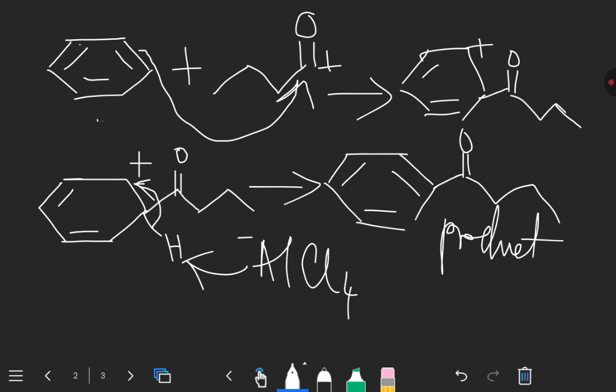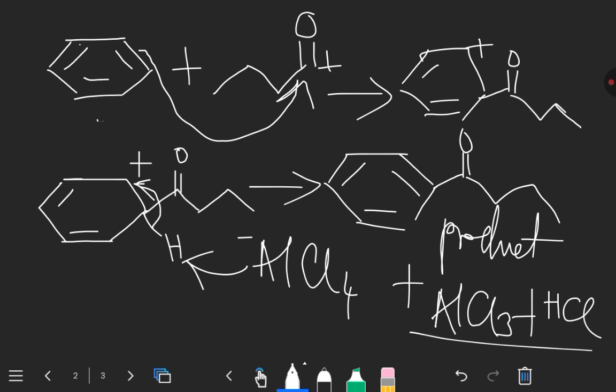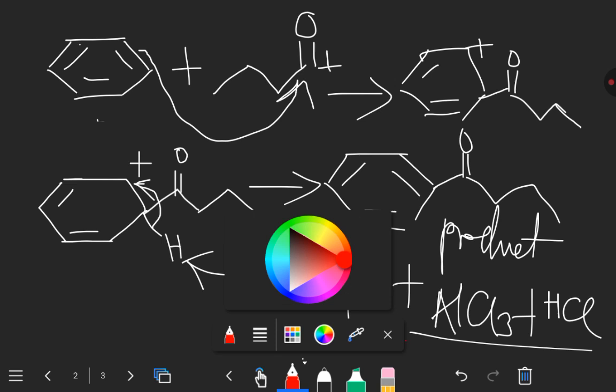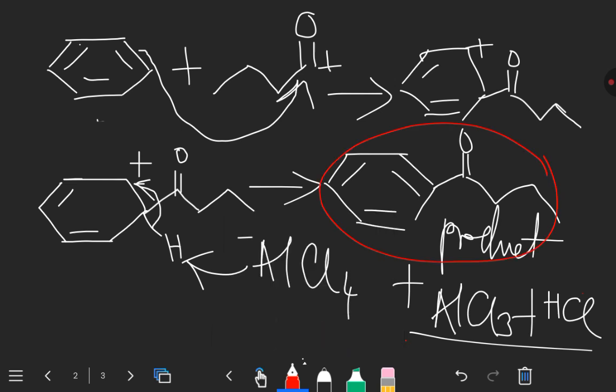Of course, even this will be part of the product once it reacts with the aluminium tetrachloride. So the other products will be aluminium chloride from this, plus of course the HCl, hydrochloric acid. So these are the products we are going to form, these products and these byproducts. Thank you for watching.